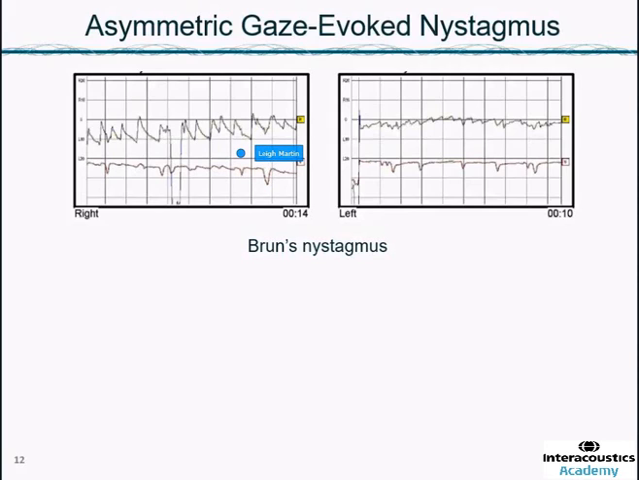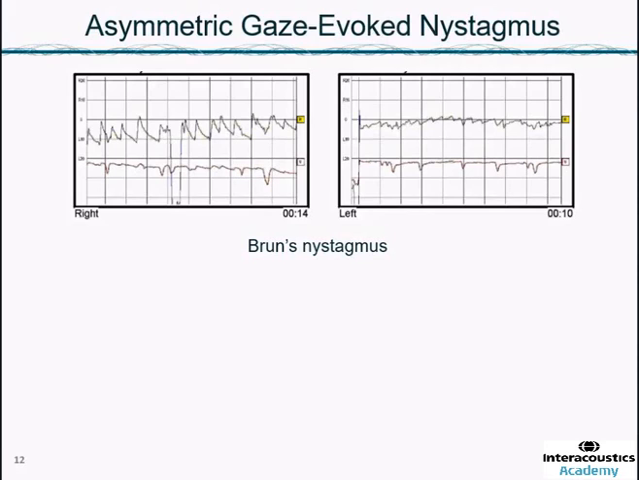And if you recall from the shape of the nystagmus, I said if you have a slow phase that's decreasing in velocity, it's usually a cerebellar sign. That's what you see here. The slow phase of this nystagmus is decreasing velocity, whereas this one is a linear velocity. So this is a vestibular pathway nystagmus. This is a central pathway nystagmus, which is what the definition of Bruns nystagmus is.